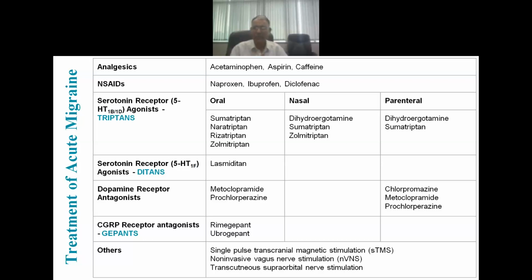Then there are dopamine receptor antagonists like metoclopramide. These two drugs, prochlorperazine, that is Stemetil, and Perinorm, should always be given along with a triptan, because they reduce the chances of vomiting, and they can also be used parenterally. Then there are these drugs, gepants, which are experimental drugs, so I will not be discussing much about them. Then magnetic stimulation and some physical maneuvers are also being tried and experimented with, and we will definitely hear more about them in the next 4 to 5 years.